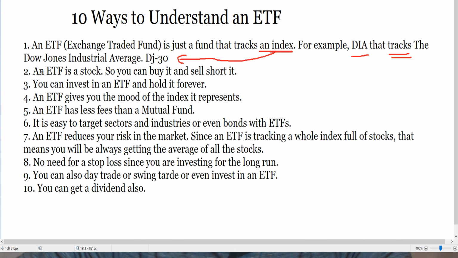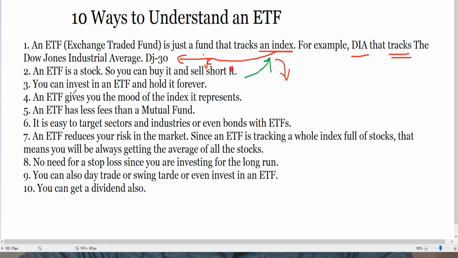So let's go to the second thing. Now, second, we say an ETF is a stock. So you can buy it or sell it short. Okay, it's very simple. An ETF is like a stock. It means you can buy it in the morning, you sell it in the afternoon. You can go long. It means you go long if you think that the stock is going up, you buy it long. Now, if you think that the stock is going down, you sell it short. It is as simple as that.